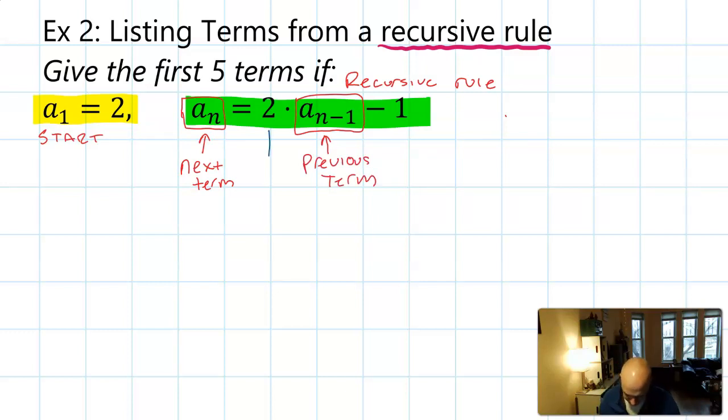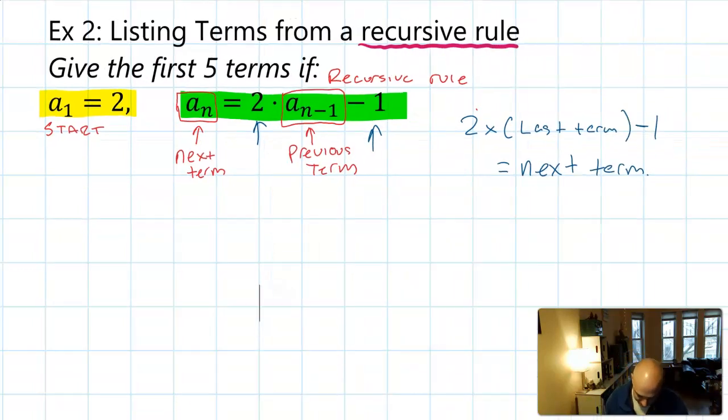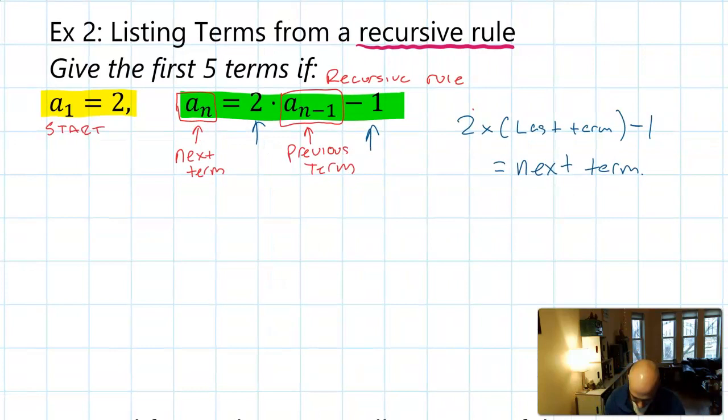And then there's, of course, some numbers and operations that tell you what to do with the previous term. So this rule is saying, here's what you should do to the previous term to get the next term. So this is basically saying 2 times last term minus 1 will equal next term. And it's kind of weird to say it in a sentence, so let's list that out.